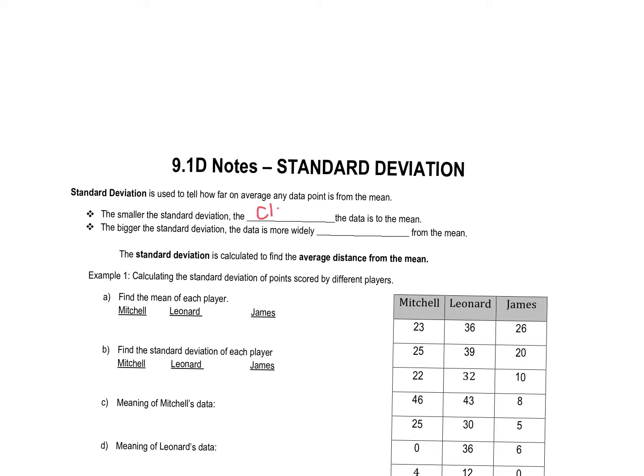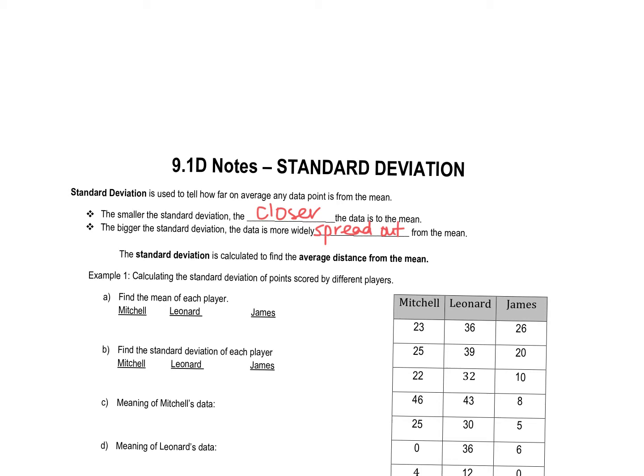So let's fill that in here in our first space. The bigger the standard deviation, the data is more widely spread out from the mean. So for example, if you get a standard deviation of 2, that means that each data point for that list is on average 2 away from the mean. If you get something like 20, then each data point is on average 20 away from the mean.